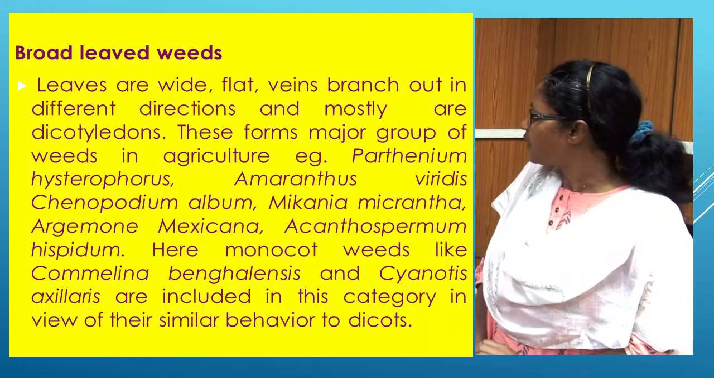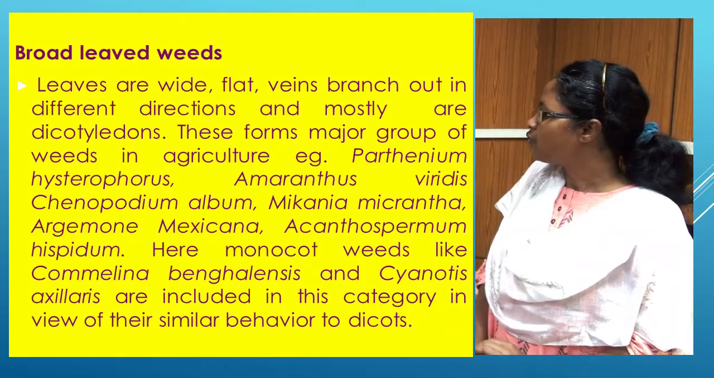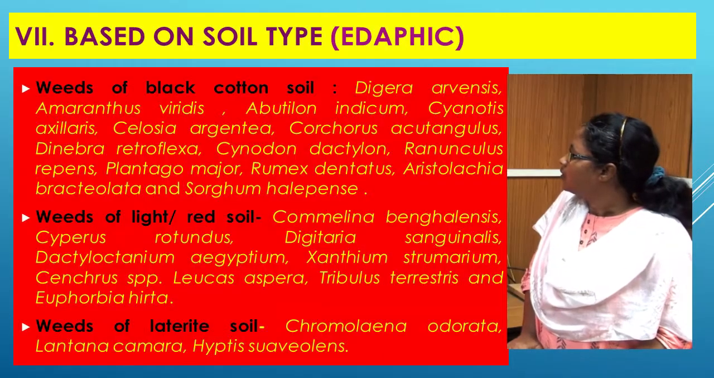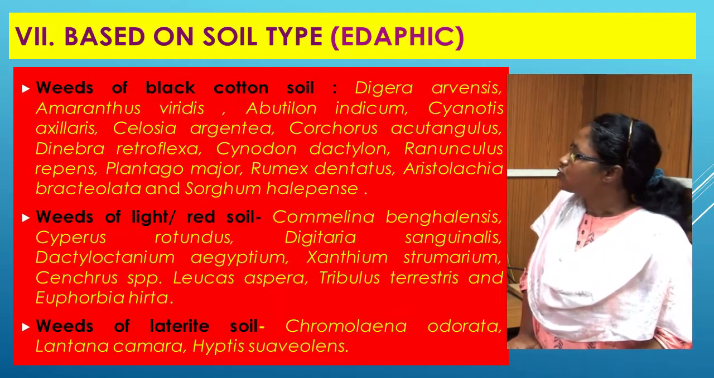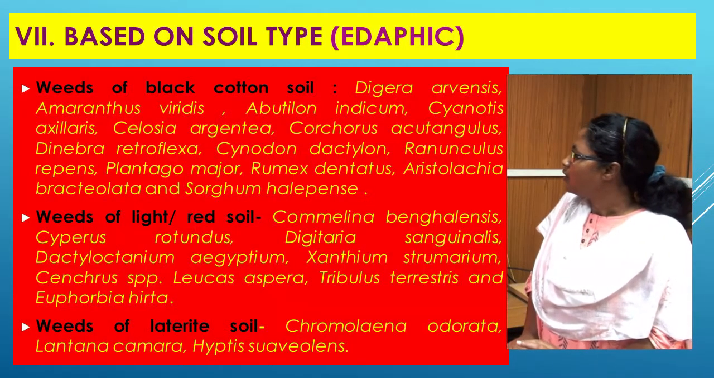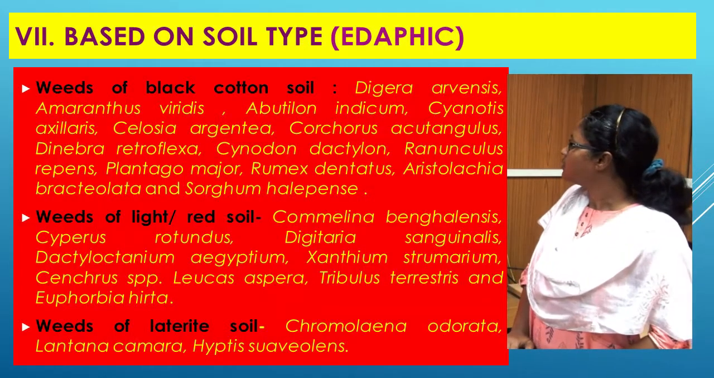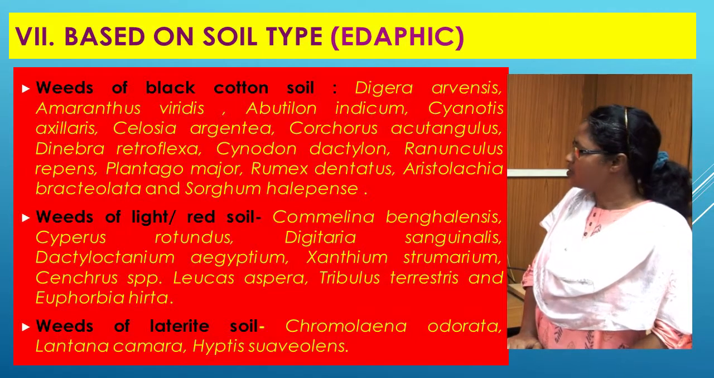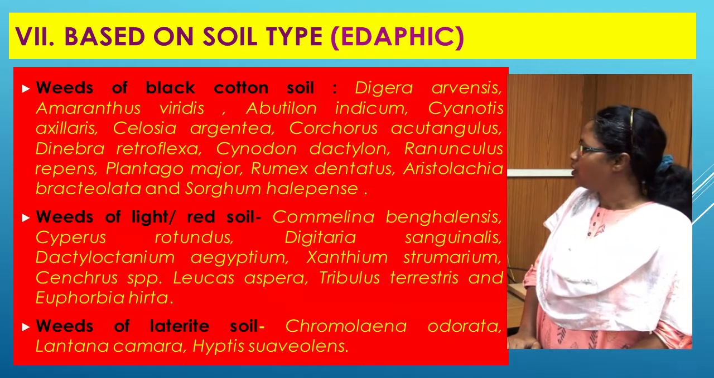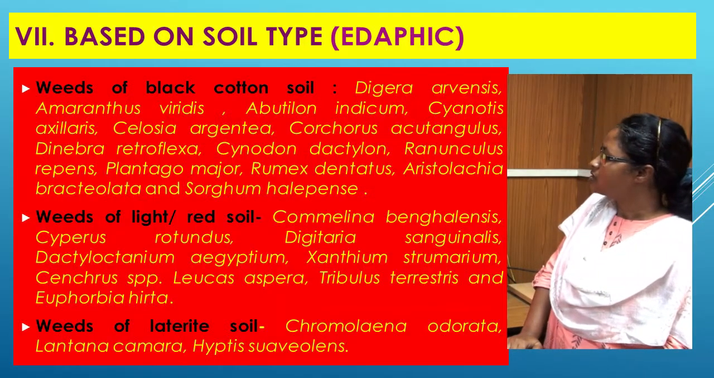Here monocot weeds like Commelina benghalensis and Cyanotis axillaris are included in this category in view of their similar behavior to dicot. Other classification is based on soil type. This is also called edaphic. Weeds are found in different type of soils. Weeds of black cotton soil. These weeds are found in black cotton soil. Example is Digera arvensis, Amaranthus viridis, Abutilon indicum, Cyanotis axillaris, Celosia argentea, Corchorus species, Trianthema, Cynodon dactylon, etc.